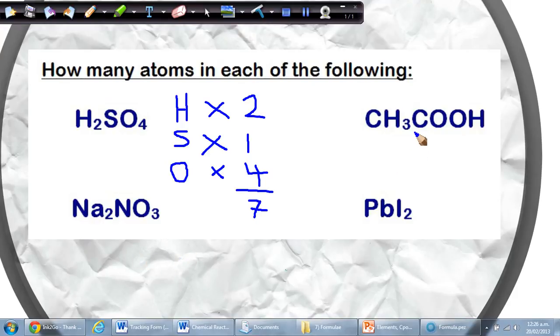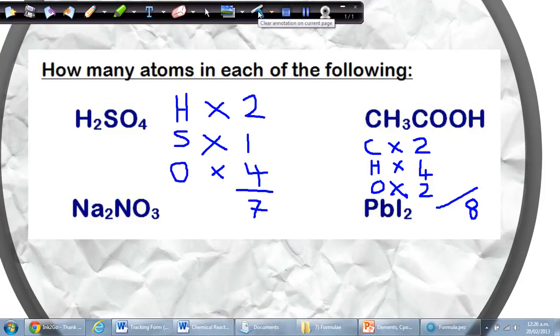Let's look at this one over here, CH3COOH. So how many carbons do I have? Well, there's one over here, and there's another one over here, so we've got 2. How many H's do I have? H3, so that's 3. Oh, but there's another one over here, so 4. And how many oxygens? Well, they're right next to each other, so we've got 2. Okay, and so the total there is 2 and 4 is 6, another 2, 8. We've got 8 atoms total in that molecule there.